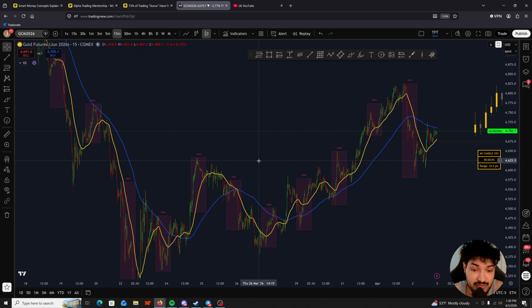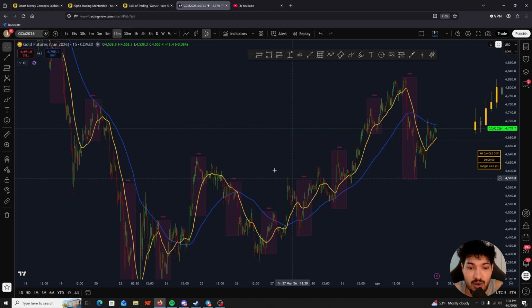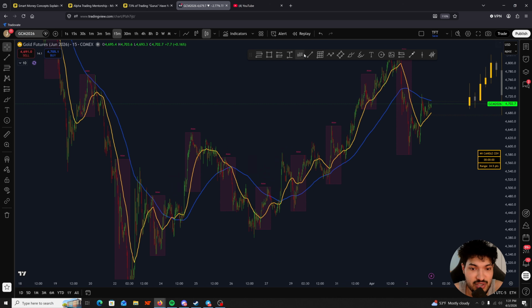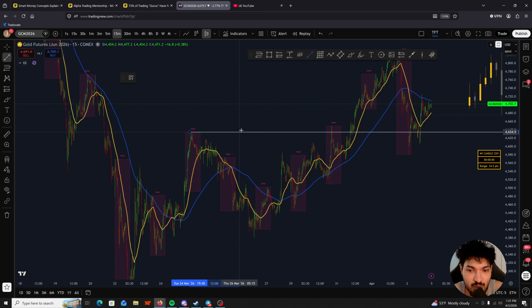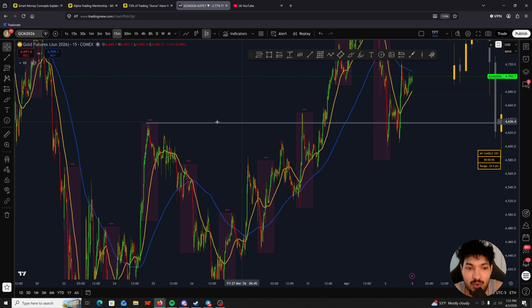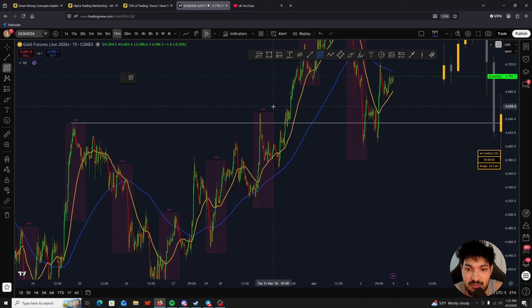So for example, in this case, you can see our swing highs and swing lows. And I just want you to get a bare picture of what happens when we take a look at these swing highs and swing lows. So for example, let's say we have a swing high right here. You can see what happens. We take out that swing high and then price just ends up dumping.